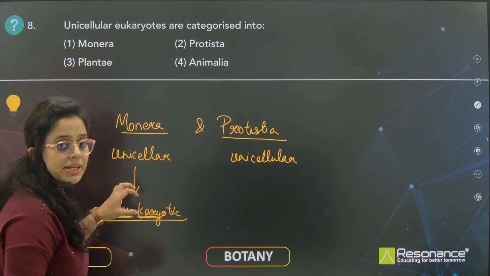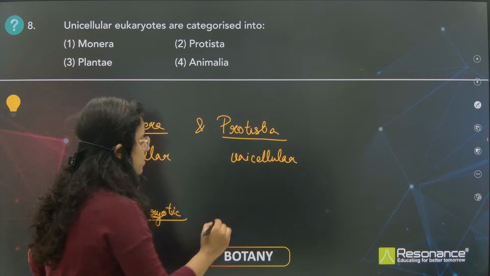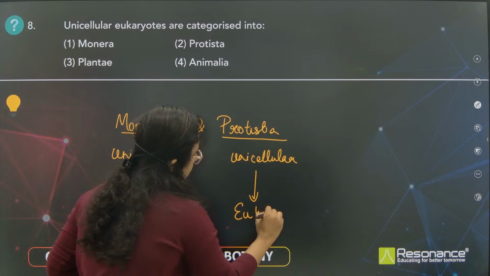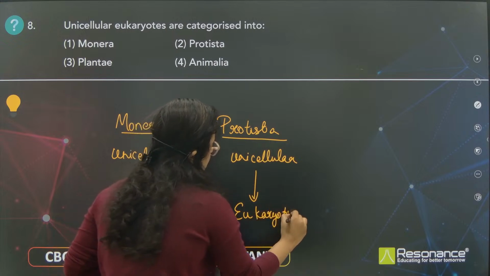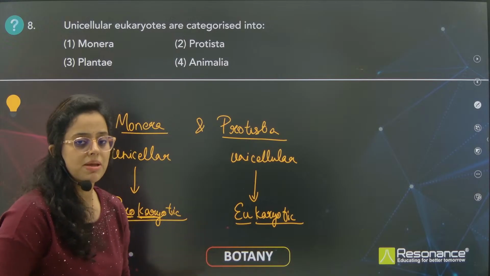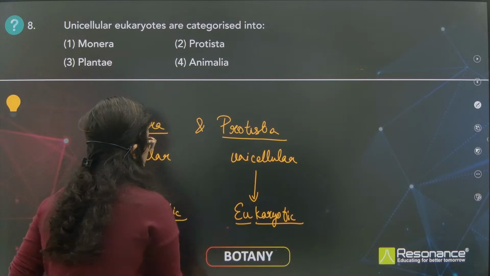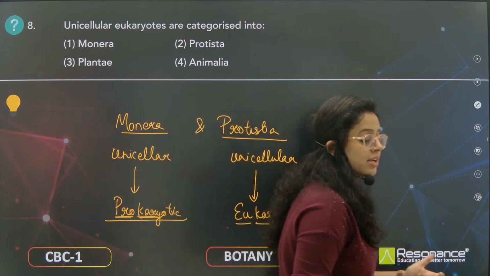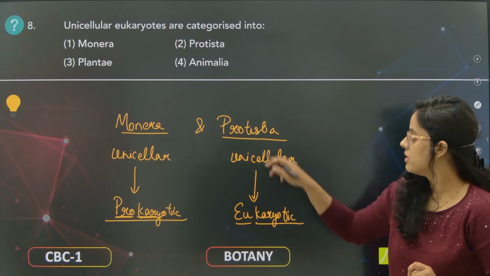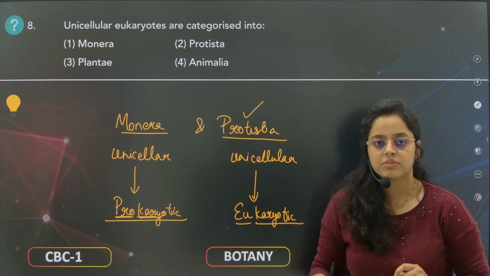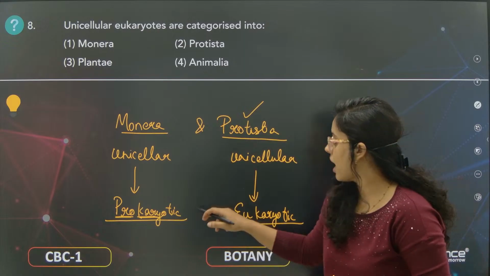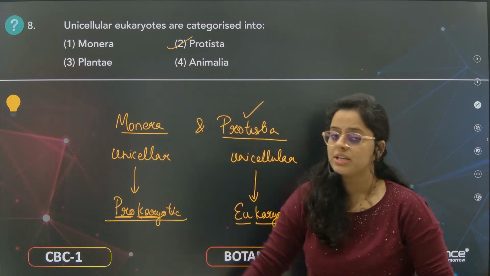Pro means primitive, and karyotic means nucleus, whereas this is eukaryotic, which means they have an advanced nucleus, with a proper nuclear membrane. So DNA and RNA are enclosed properly in the nuclear membrane. So what is your answer over here? The answer is going to be Protista. Monera, although it is unicellular, is not eukaryotic, it is a prokaryotic structure. So the answer is going to be second.